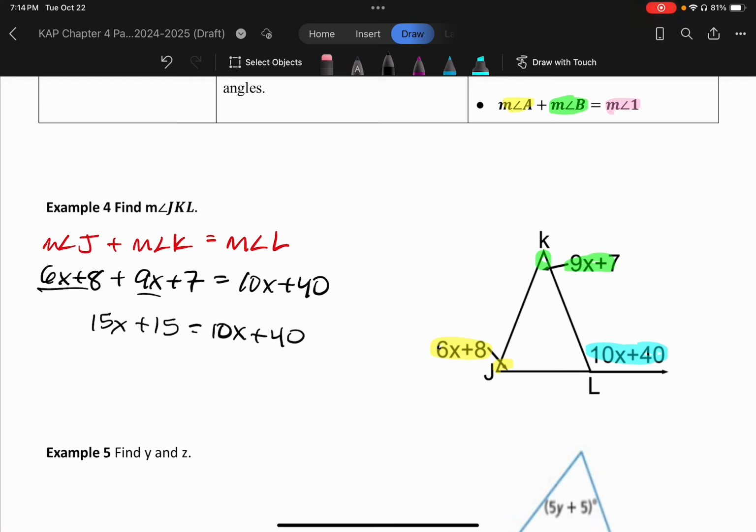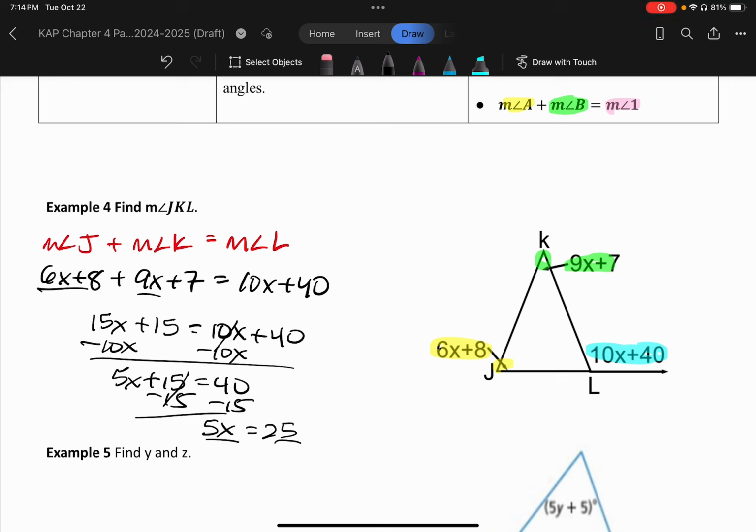If I solve for x here, I would subtract 10x on both sides, leaving us with 5x plus 15 is equal to 40. Subtract 15 on both sides, we get 5x is equal to 40 minus 15 is 25. If we divide both sides by 5, we get 5 as our value for x.